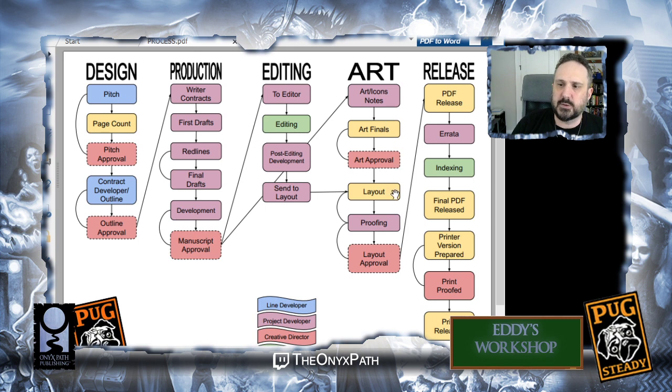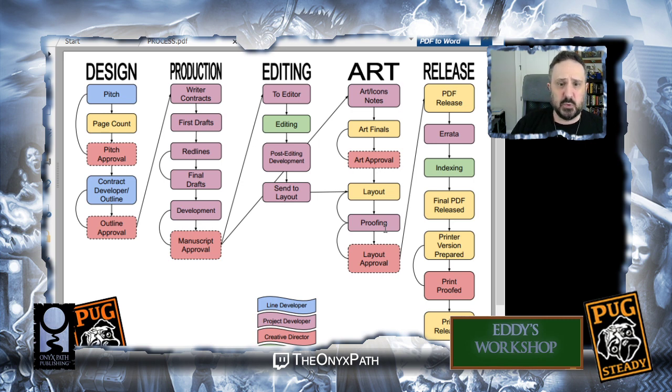From there, it goes on to layout, which is where the manuscript and the art are put together into a final book. And you see that basically that's where editing and art syncs up. The final edited manuscript goes to layout. The art comes in layout, and they all get put together.